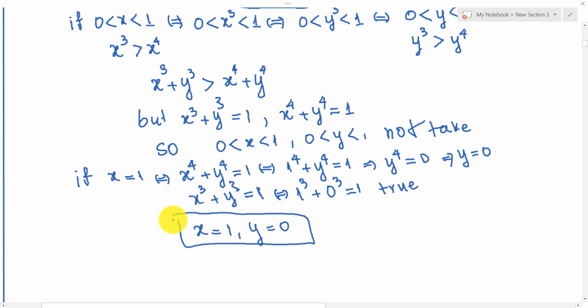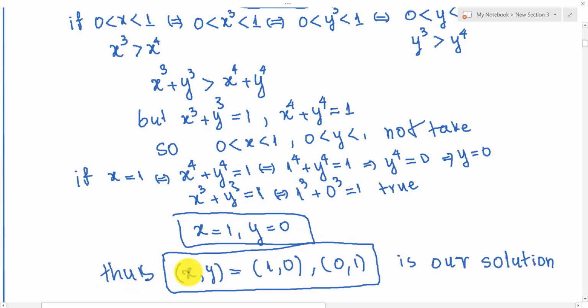Okay, now thus (x, y) equal to (1, 0) and (0, 1) is our solution.